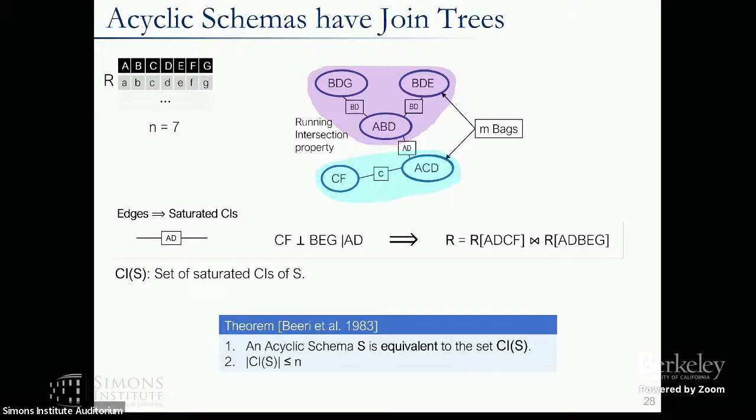Another thing that is known is that the number of these conditional independencies is at most the number of variables in the distribution, right? The number of clusters in a junction tree is at most the number of variables in the distribution, and hence this number of conditional independencies is also at most n.